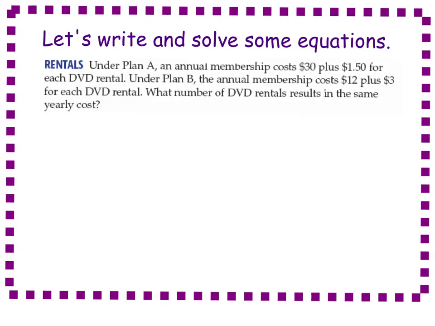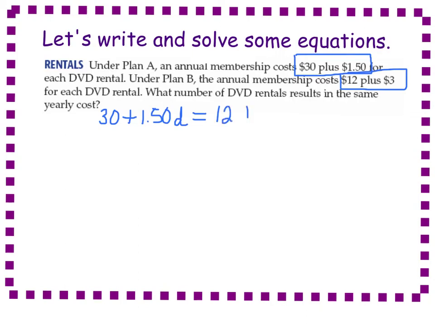So we have these two plans here, and we want to know when are they going to equal the same yearly cost. Under membership plan A, the cost is $30 plus $1.50 per DVD. Under plan B, the cost is $12 plus $3 for each DVD. We want to know after how many DVD rentals will we have the same cost. So here's our equation. We have plan A on the left, right here, and then plan B on the right. We want to know when are they equal.